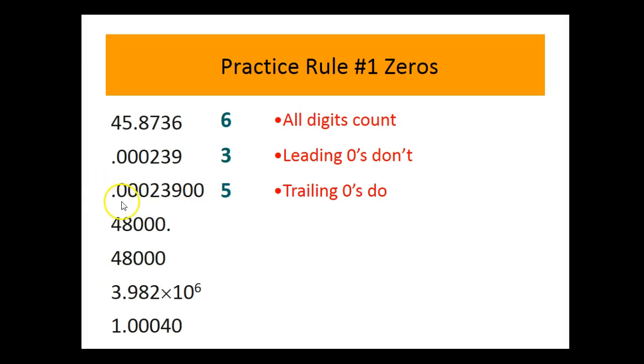The decimal point is here. There's an actual decimal point. It's not implied, so the trailing zeros do count here. However, the ones in the front do not. So we have 1, 2, 3, 4, 5.